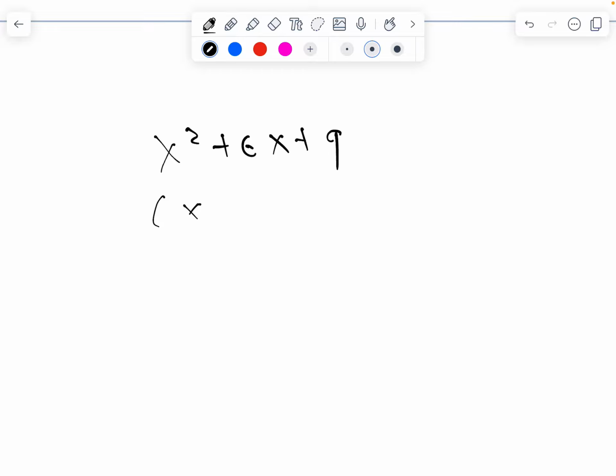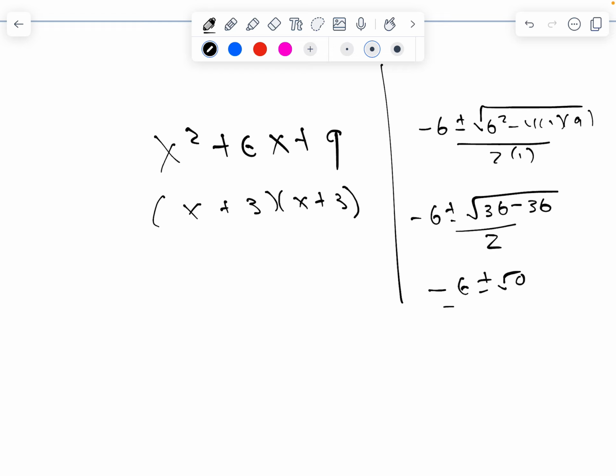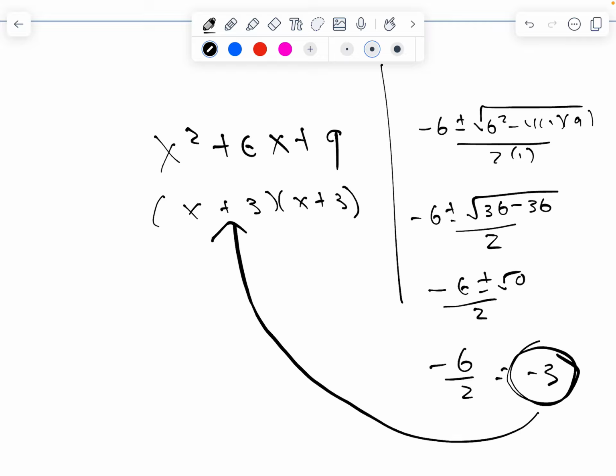And we can factor this. And when we factor this, we get x plus 3, x plus 3. And so we're done. Now, if you wanted to use the quadratic formula, let's just do this really fast. Negative 6 plus or minus the square root of 6 squared minus 4ac, all over 2a, is going to be negative 6 plus or minus the square root of 36 minus 36. And that's going to be negative 6 plus or minus square root of 0. Square root of 0 is 0. And so that's just going to give you negative 3 as a solution. Because negative 3 is a solution, that's going to turn into positive 3.